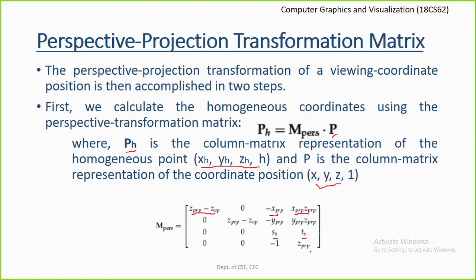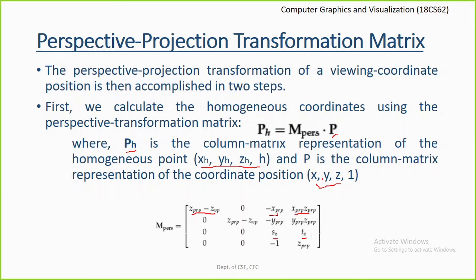So this is the perspective transformation matrix, which is used to calculate the homogeneous point xh, yh, zh, h, which is again a column matrix, as a product of this perspective matrix and a given coordinate position. So every coordinate in the viewing coordinates should be transformed to the projection coordinates by using this transformation.